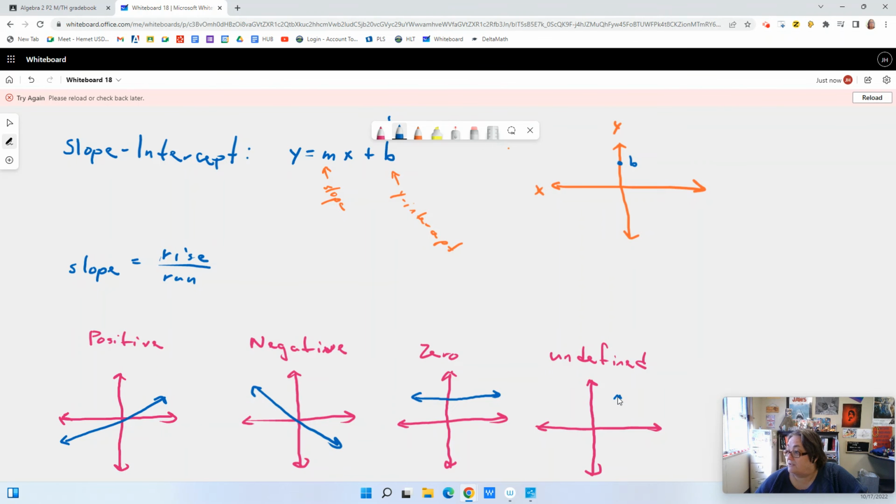And an undefined slope is a vertical line. A 0 slope would look like just y equals some number. We could say y equals 3 if this was 3, and it would just be a line across where y is 3. An undefined slope looks like x equals some number. So say in this case it was 3, it's just where x is 3, we would have that vertical line.